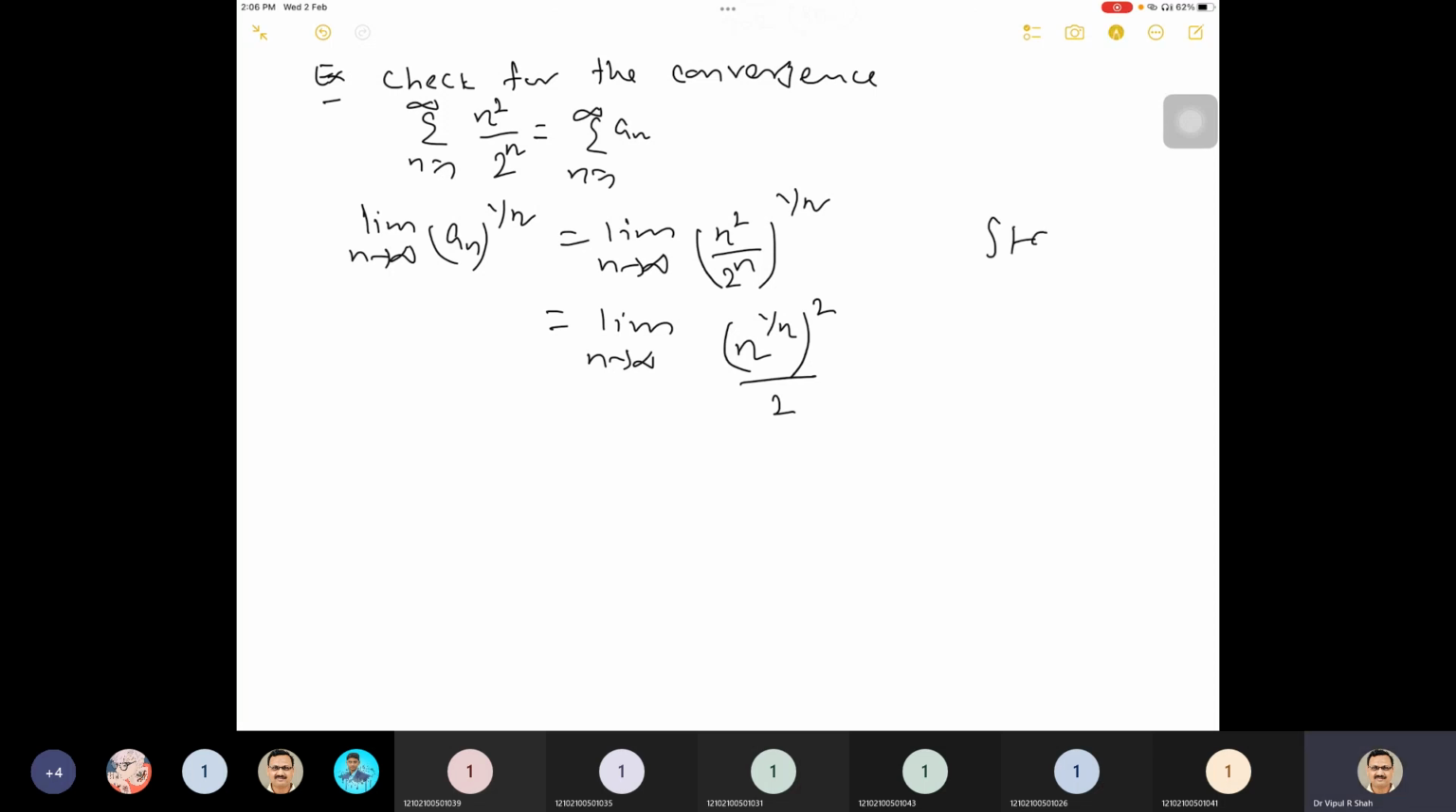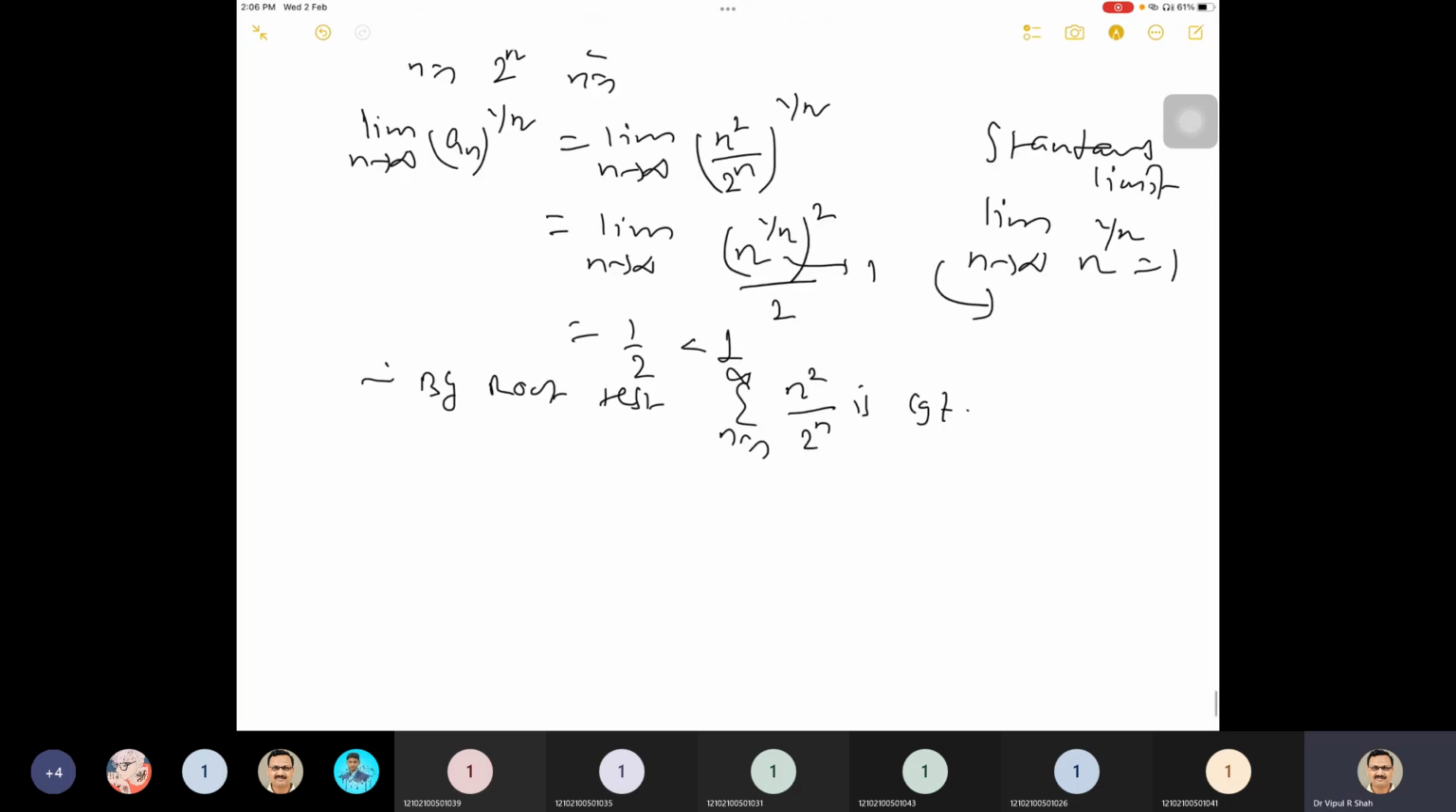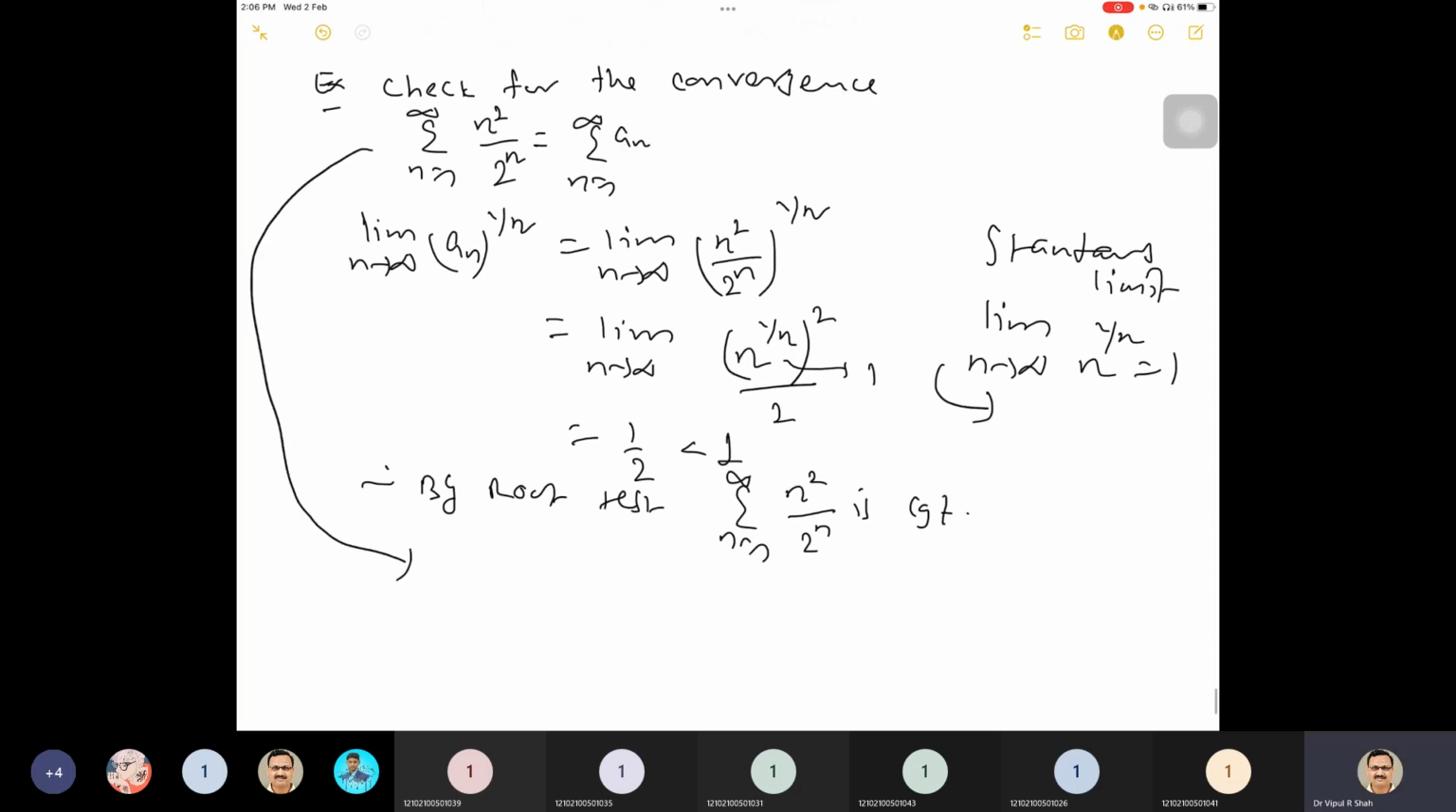Now there is one standard limit, you can prove it also: the limit as n tends to infinity of n power 1 upon n is 1. You can use L'Hopital's rule to find it. This is an infinity power 0 form. So this limit is 1, and with power 2 it is 1 by 2, which is less than 1. Therefore, by the root test, this series is convergent.